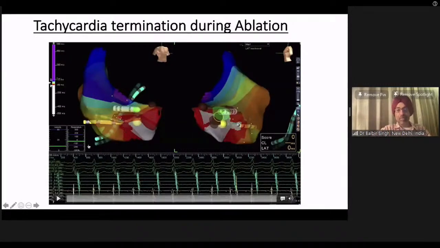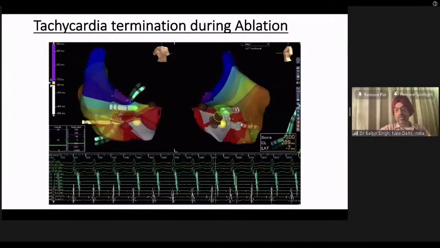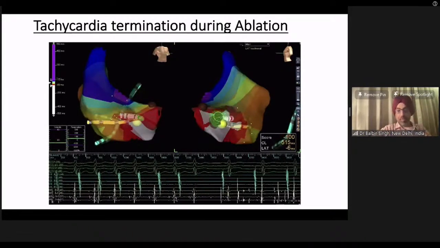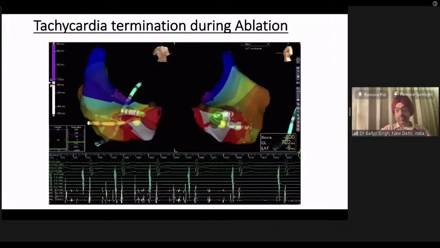You can see a big H on the ablation signal. You see a big V and a very small A on this signal, starting with an output of 20 watts. Maximum 25 was delivered. The pathway went in 2.3 seconds. The lesion was continued for 35 seconds. And at that stage, you can see this is what is happening. We terminated this tachycardia, and the QRS subsequently is narrow.